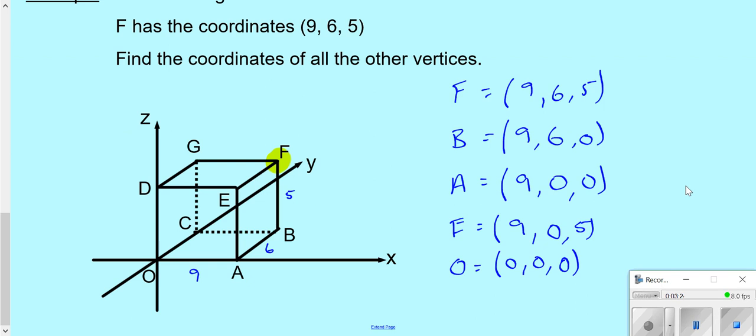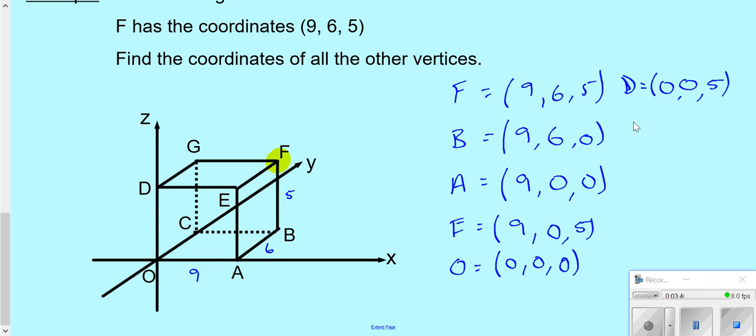Just to keep all the pictures here, I'm just going to move up here for C, D, and G. So let's do D next. D doesn't have an X value because it hasn't moved left or right, or the value is 0, sorry. The Y value is also going to be 0 because it's not moved back or towards us. But it does have a height, and it has a height of 5.